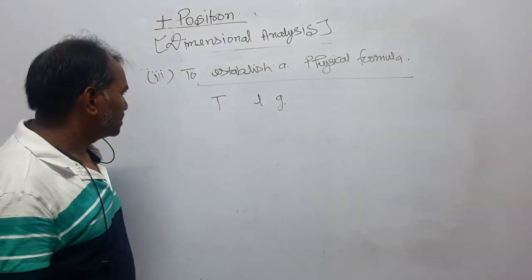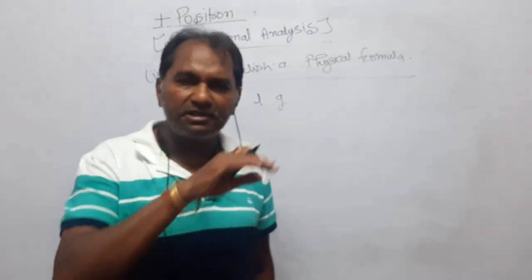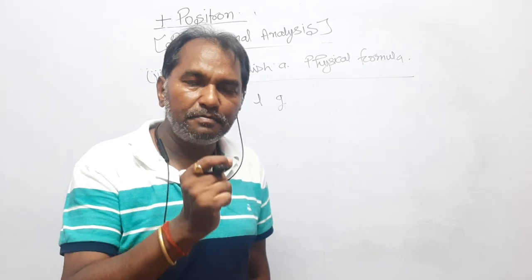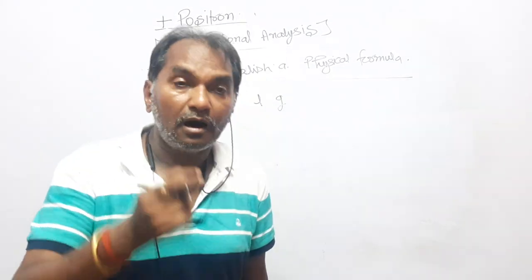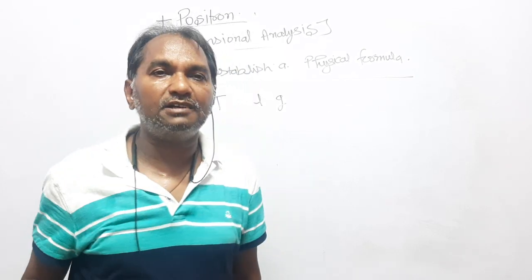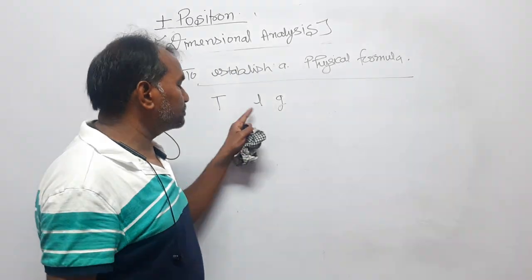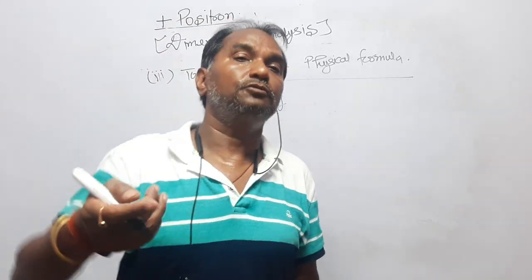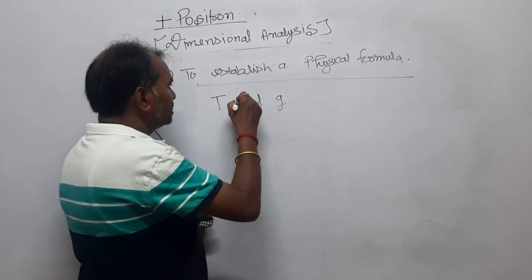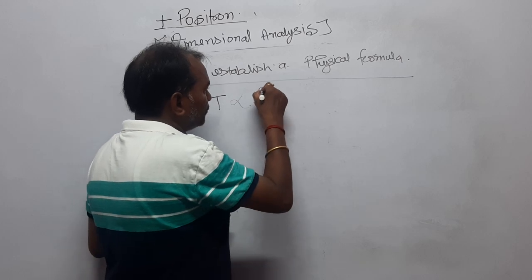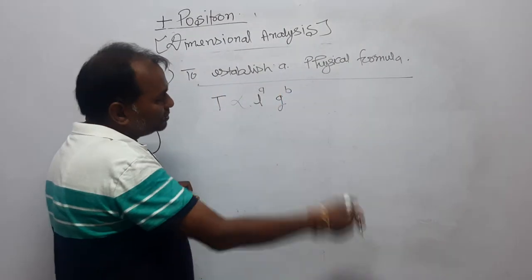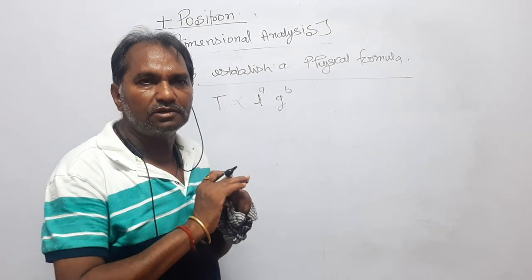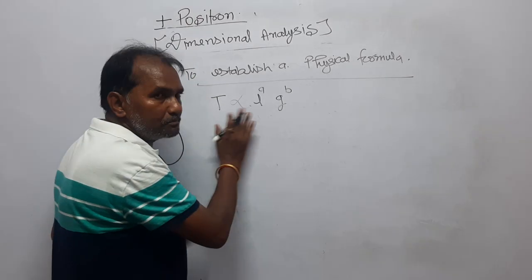Dear students, it is not given whether the time period of the pendulum is directly proportional to L, inversely proportional to L, or on what power of L it depends. We do not know whether T is proportional to L square, L cube, or L to the power minus 2. So let T be proportional to L to the power A and G to the power B, because it is not given on which power of L and G, T depends. Now what you have to do is just write down the dimensions of all the physical quantities appearing here.